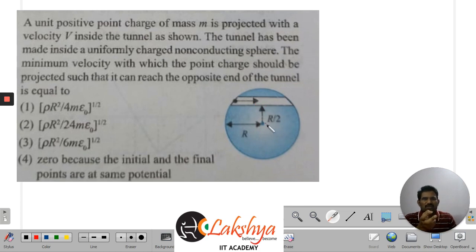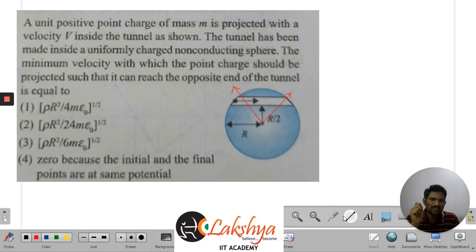Here again we need to consider the minimum condition: with the minimum velocity, how can it reach the opposite end? With the minimum velocity means, just observe this. When you are projecting this particle here, initially we know the electric field direction will be away from the center. So the electric field at any point will be like this, away from the center. Similarly, if you take a point on this side, it will be away from the center. So this is the direction of the electric field at that point here.